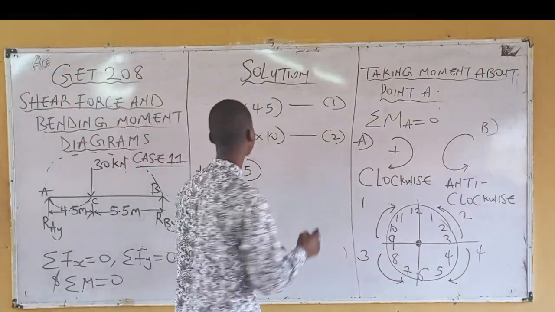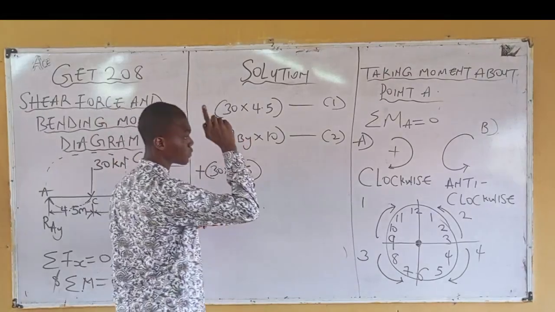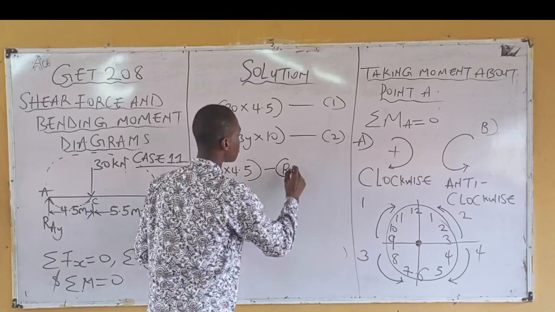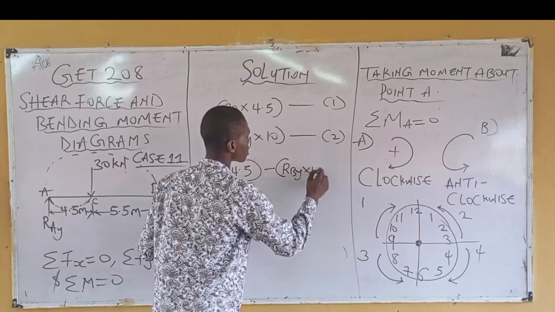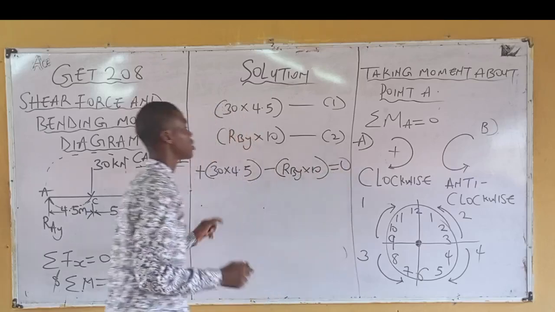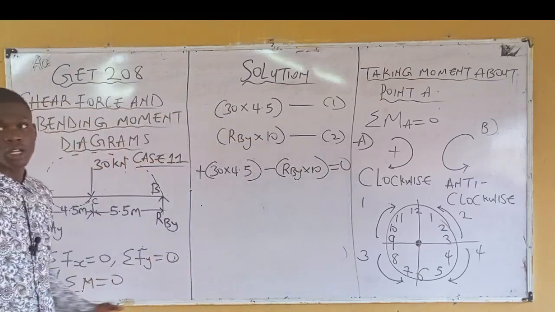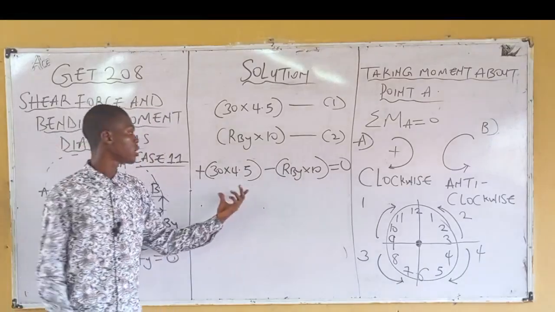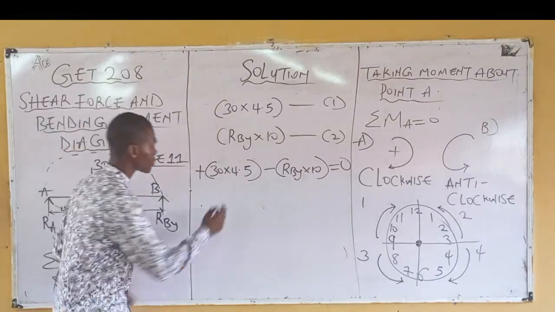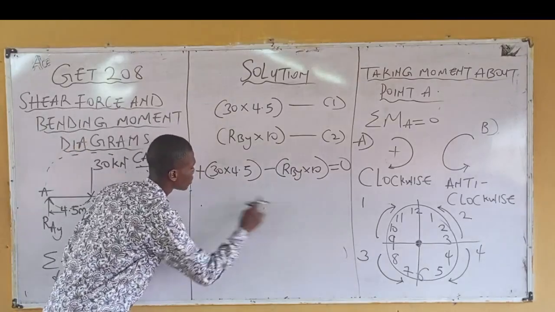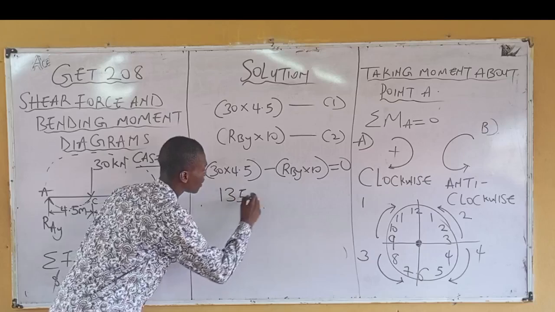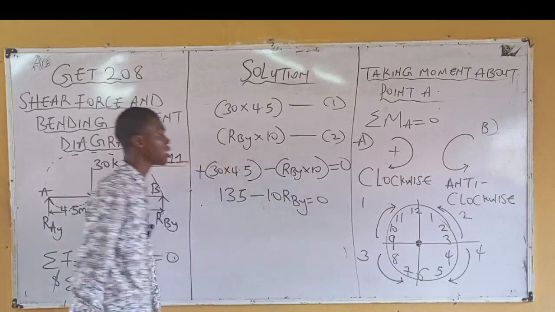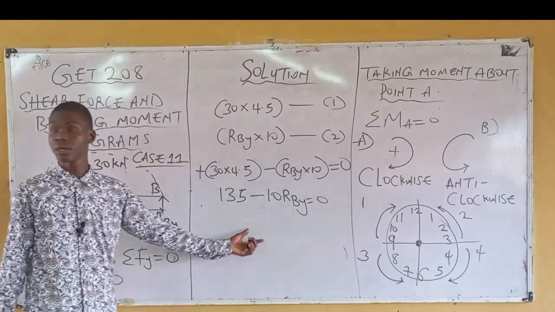Yes, sir. Alright, so you have it as what? Positive or negative? Negative. Meaning negative all into bracket, RBY times 10 equals to what? 0. Alright, let's solve this. Let's simplify this. The product of this will give us what? I have 135 minus 10 RBY equals to 0.